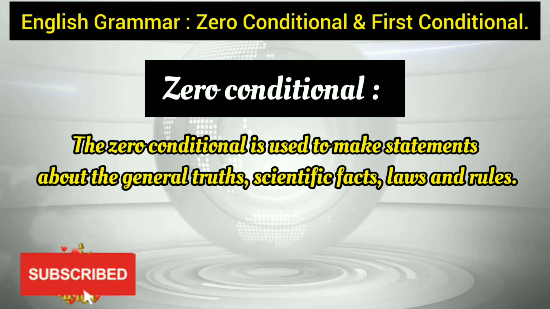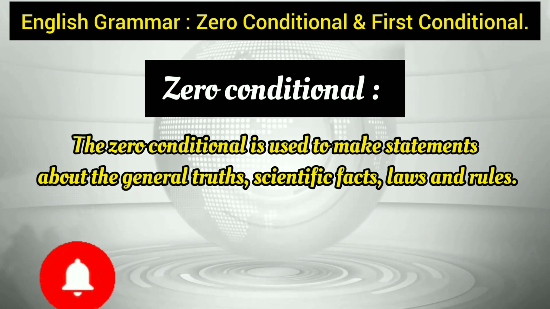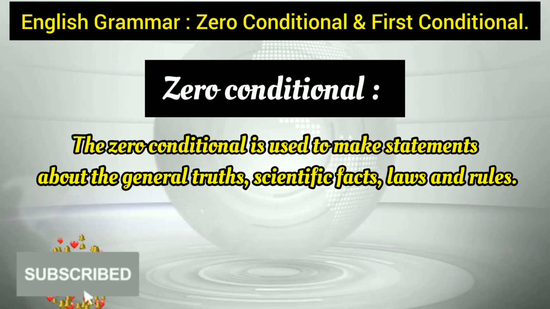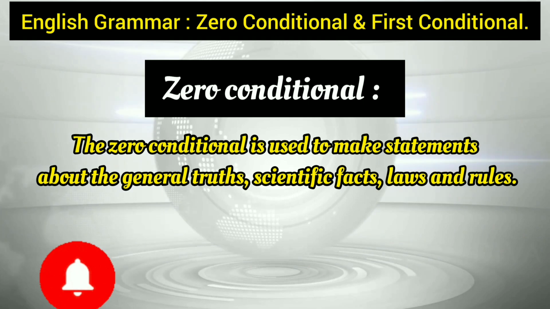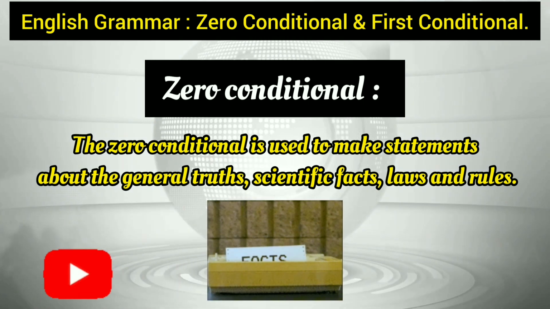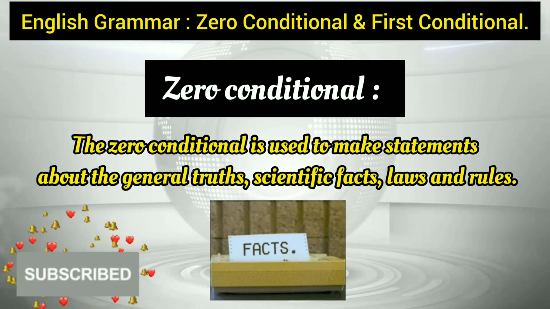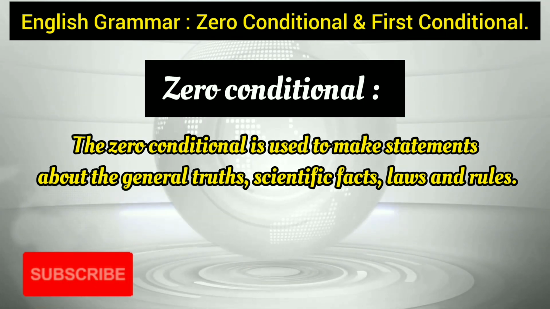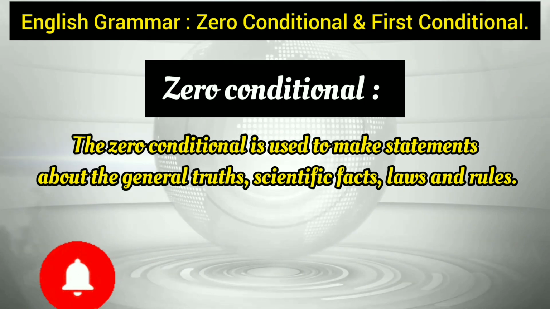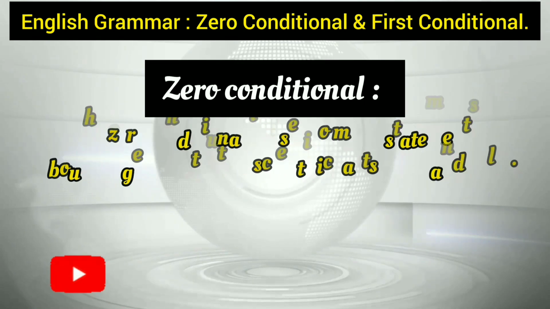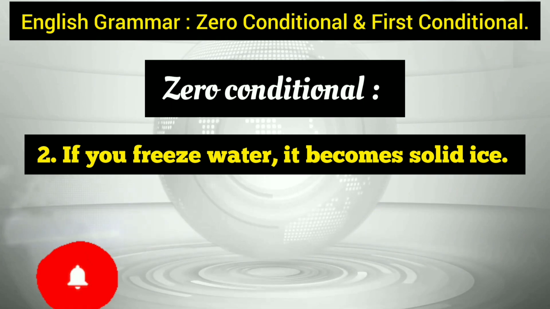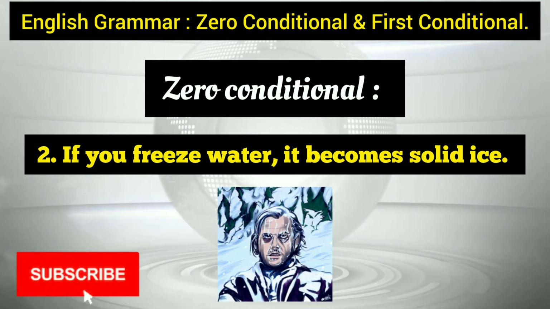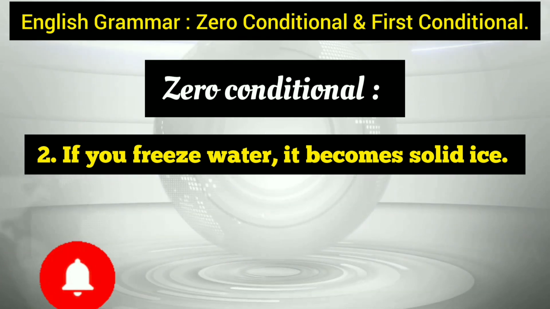The zero conditional is used to make statements about general truths, scientific facts, laws and rules. In general, when you make sentences about general truths, scientific facts and normal laws and rules, we use zero conditional. So it's not anything specific. As you see, the second example is on your screen. If you freeze water, it becomes solid ice. So it happens in general, isn't that so? It's a kind of general law of nature. I'm quite sure it's clear.